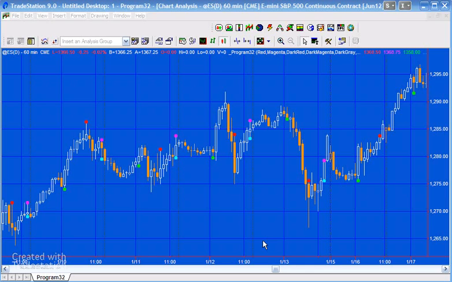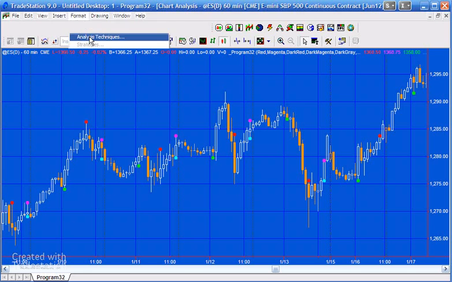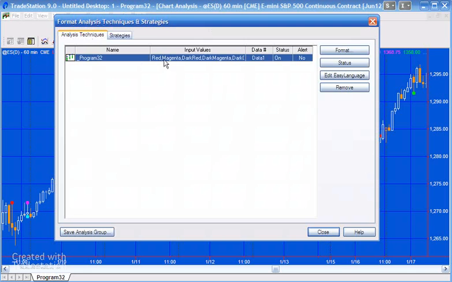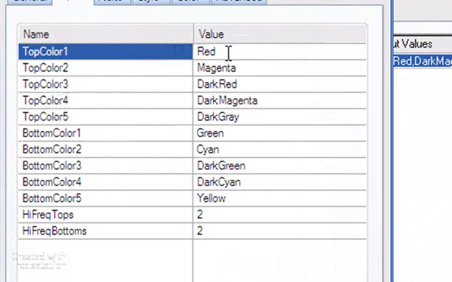We have two vectors, one for the highs, one for the lows. We sort those vectors and then we plot on the chart dots showing the most frequent, the next most frequent, the next most frequent, etc. up to 5. And you can determine how many of those you show, up to 5. So for example, let's just look at the inputs, maybe that will make a little more sense. This is a ShowMe study, by the way, and you can control the colors of those dots, but I've set it at high frequency tops, high frequency bottoms.